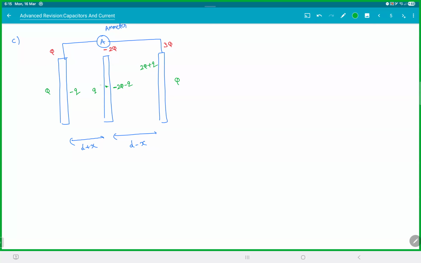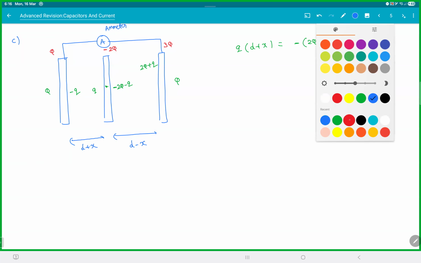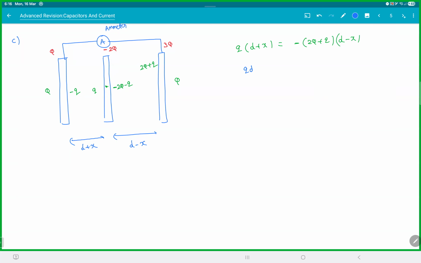Right? And then we also have a relation: this q into this distance and this q into this distance is constant. So q into d plus x is equal to minus of 2q plus q into d minus x. You can simplify this. So this will be qd plus qx minus 2qd plus 2qx minus qd plus qx. So yeah, you can solve this and you will get the value of small q from here in terms of x. How much will that be?